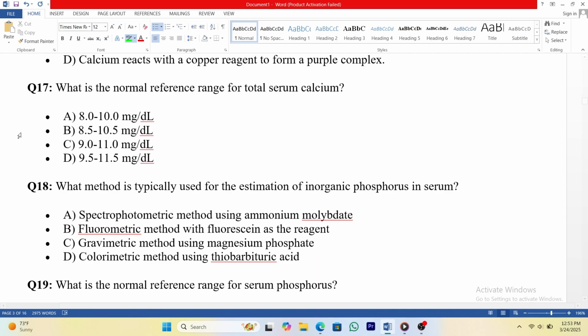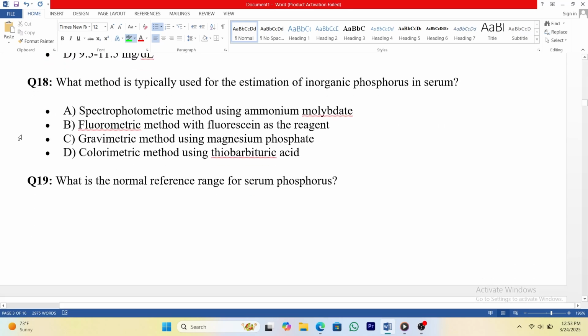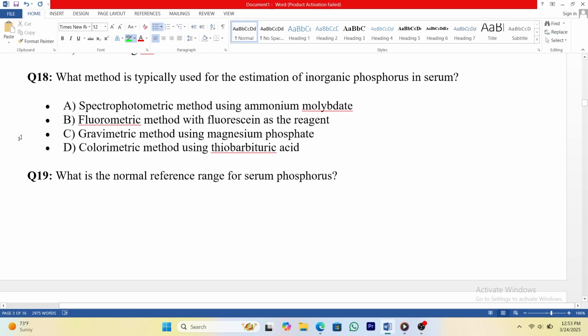A. 8.0 to 10.0 mg/dl. B. 8.5 to 10.5 mg/dl. C. 9.0 to 11.0 mg/dl. D. 9.5 to 11.5 mg/dl. Answer: B. 18. What method is typically used for the estimation of inorganic phosphorus in serum?